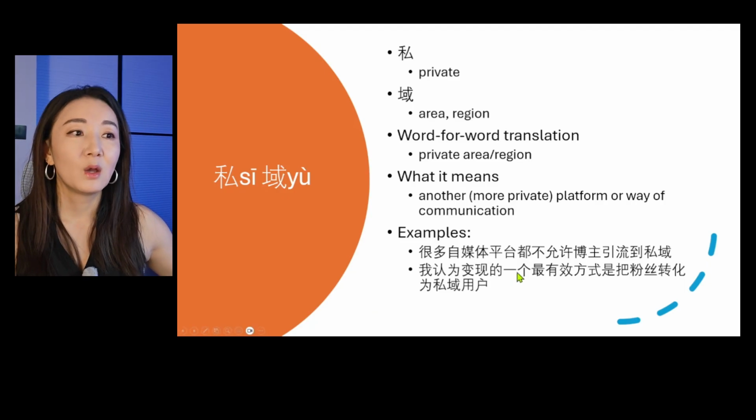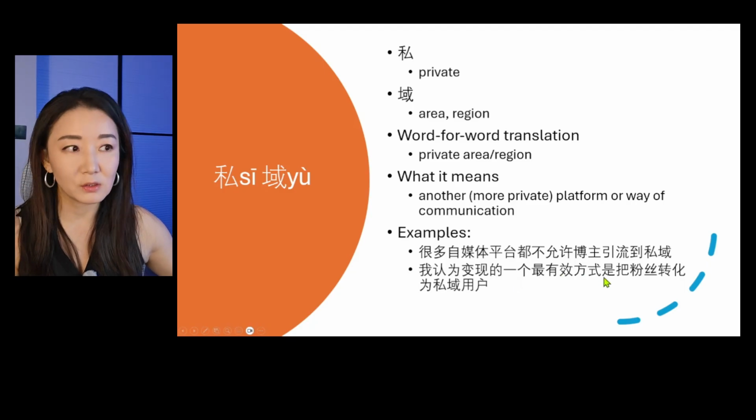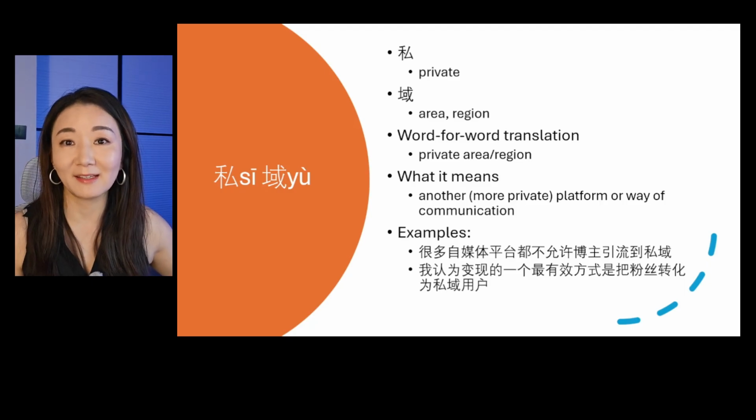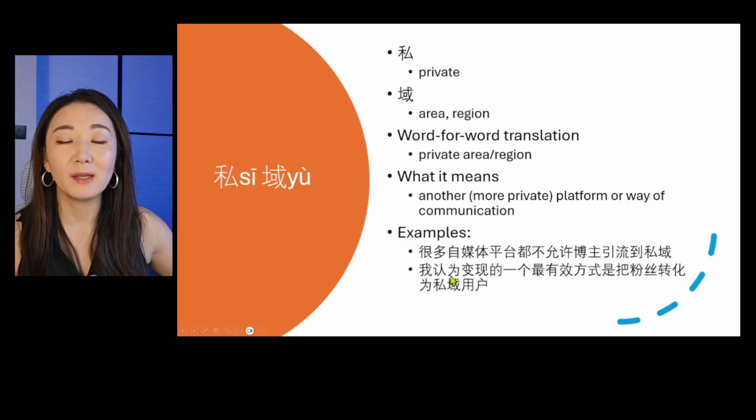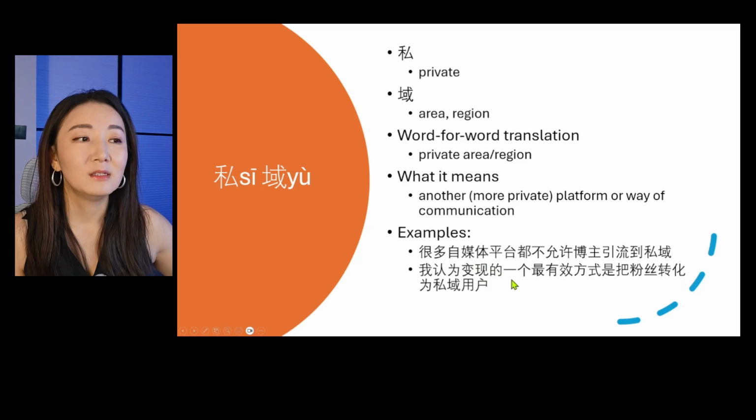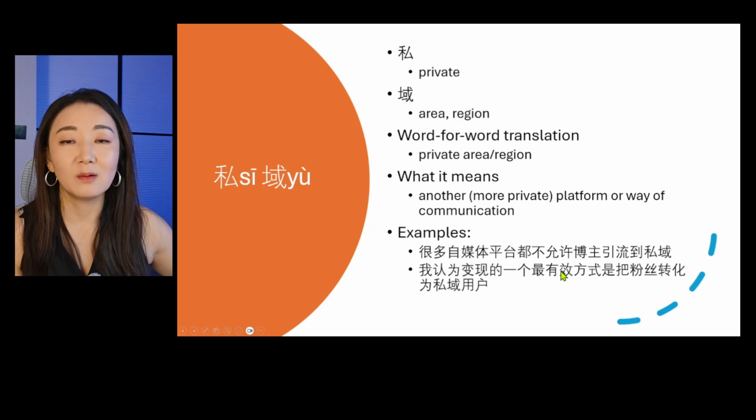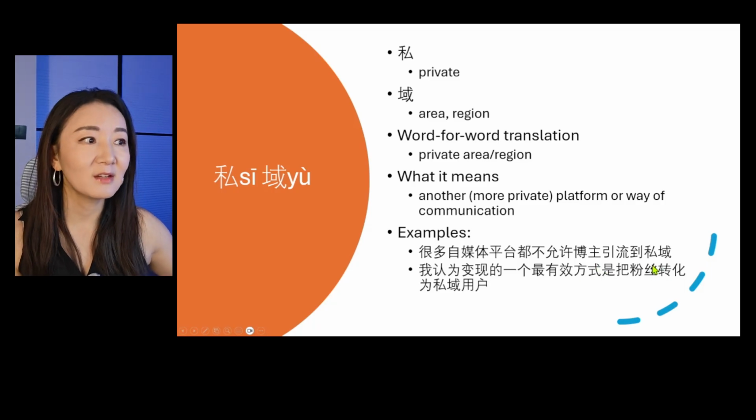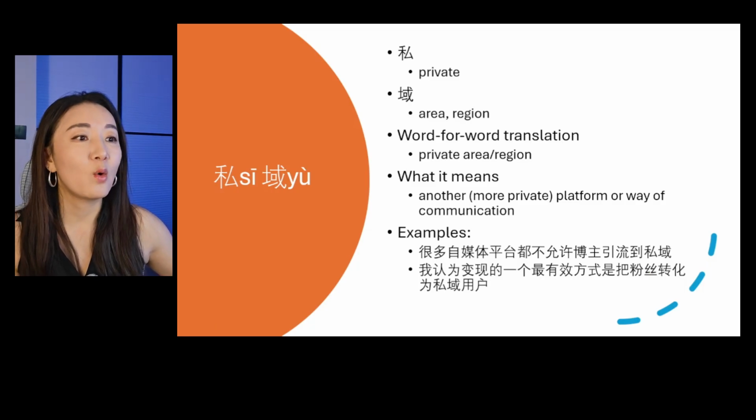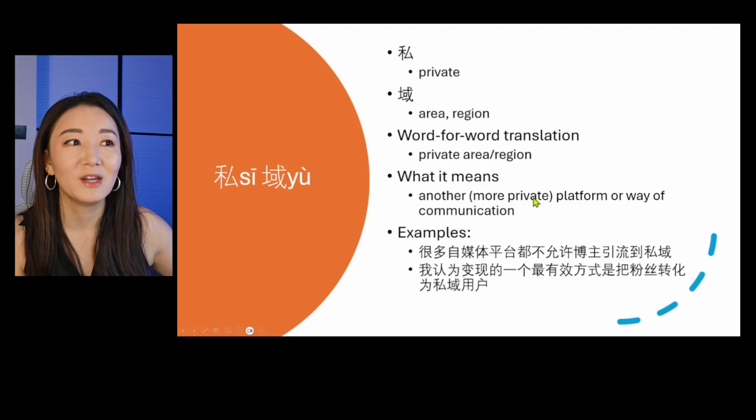The second example, 我认为变现的一个最有效方式是把粉丝转化为私域用户. It's a long sentence. Let's dissect it piece by piece. 我认为 I think 变现 monetization 一个 one 最有效 most effective 方式 method way 粉丝 fans follower subscribers 转化 convert 私域 another more private platform or another more private way of communication 用户 users.